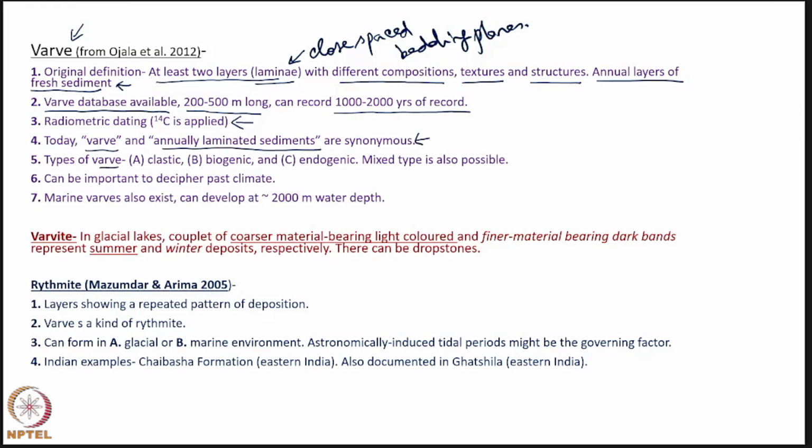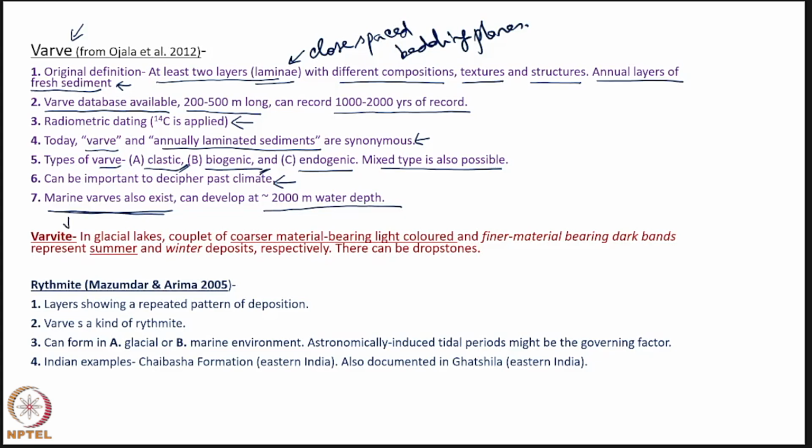The types of varves: they can be clastic material, there can be biogenic material, there can be endogenic material, and mixed type is also possible. That means there can be a varve where the sediments are a mixture of clastic and biogenic materials. Past climate can be worked out based on varve studies. Marine varves also exist. It is not that all the varves are non-marine, there can be marine varves, and such varves can develop at around 2 km of water depth.